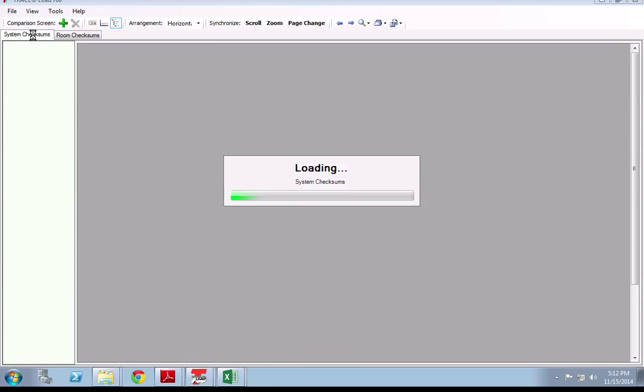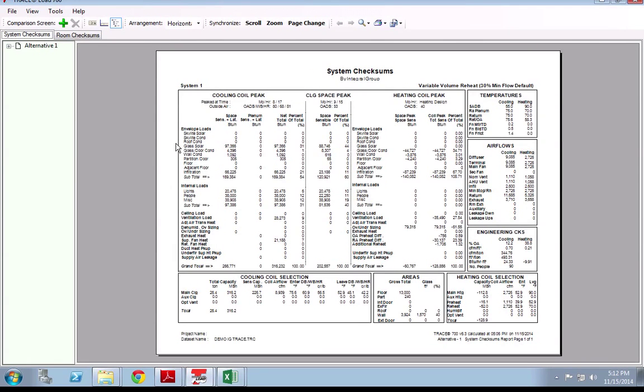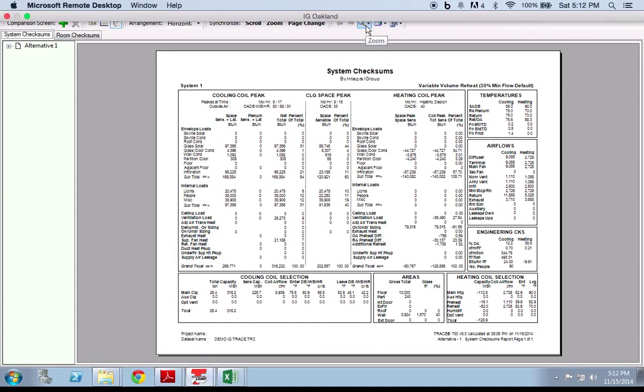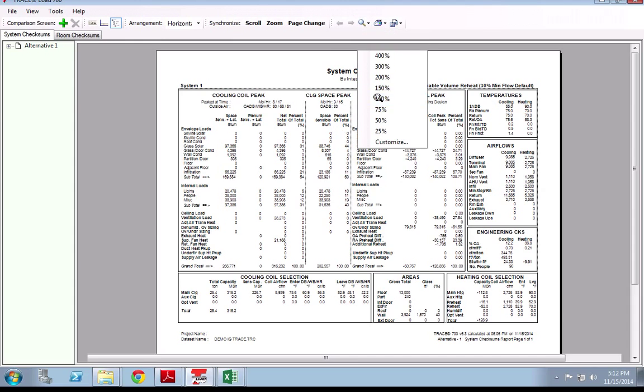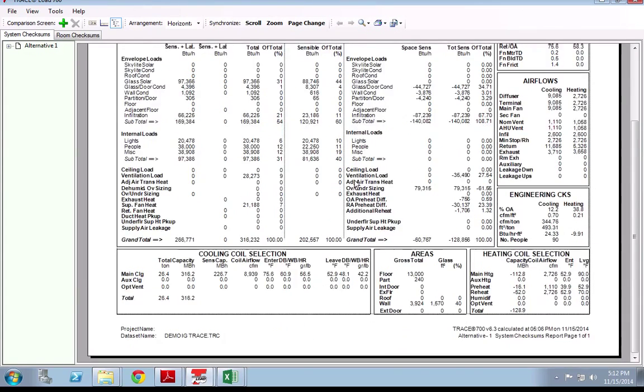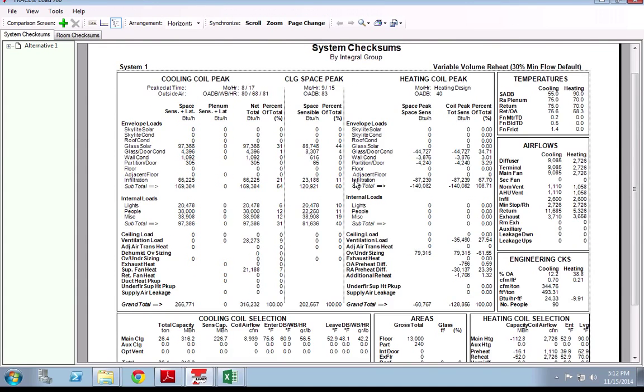Some other things to think about. We haven't taken diversities, and if we did take diversities of people, meaning we took a diversity saying at the system peak, not everyone is going to be in the building, and we want to account for that, the number of people here would not change. This report always has the maximum number of people, even if we took a diversity.